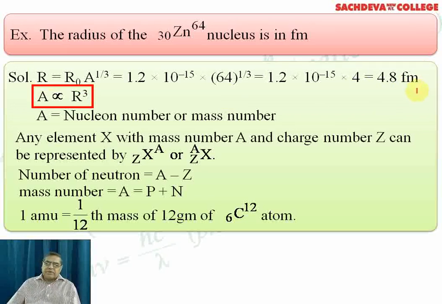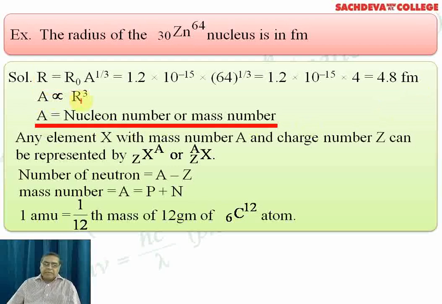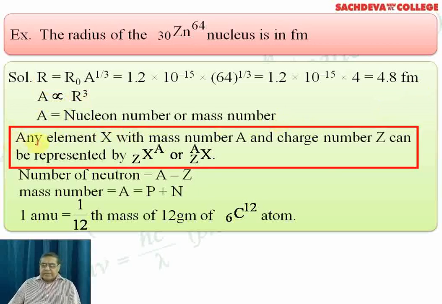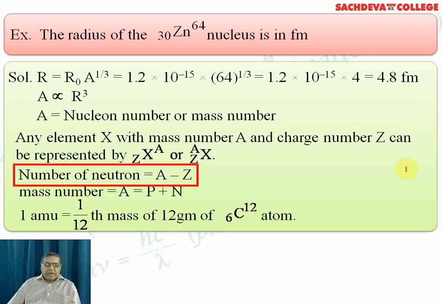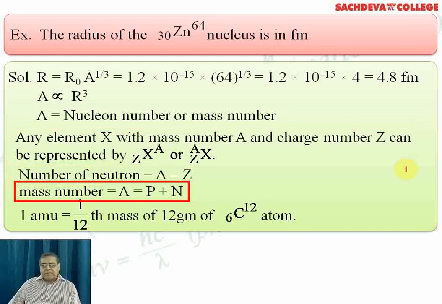So we find that A is directly proportional to R cube. A means the nucleon number or the mass number or the proton plus neutron number. X is the element, A is the mass number, and Z is the atomic number. The nucleus is generally represented by ZXA, or the alternative method of representation, where A and Z are shifted toward the left, at the top and bottom corners. The number of neutrons will be A minus Z, and the mass number A is equal to P plus N, or A is equal to Z plus N.